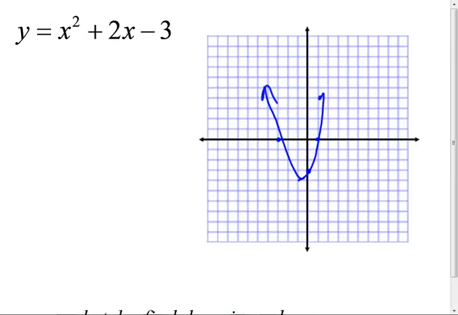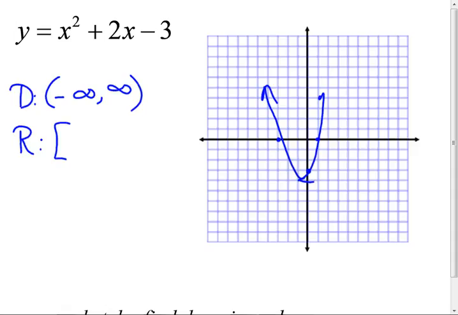Okay, you guys, what's the domain here? Okay, Jack, what's the domain for this one? Negative infinity to infinity, and what's the range? If you graph it, you'll know. No. It's this point right here. Should be negative 4. Did I do that right, you guys?